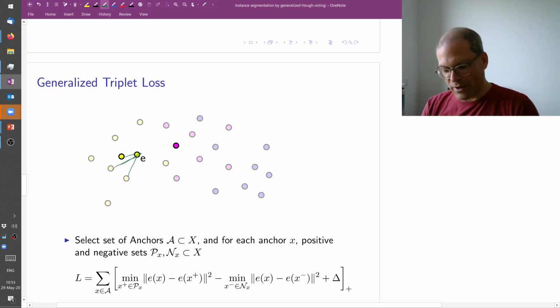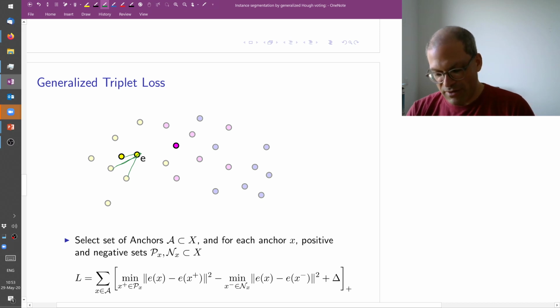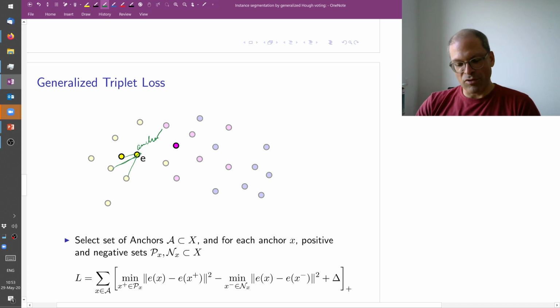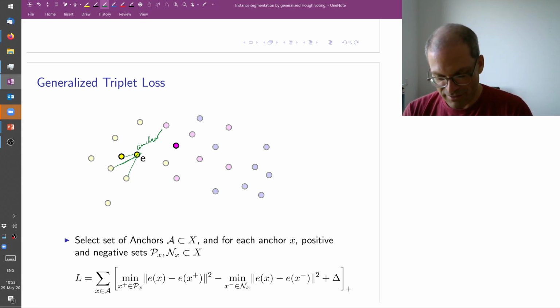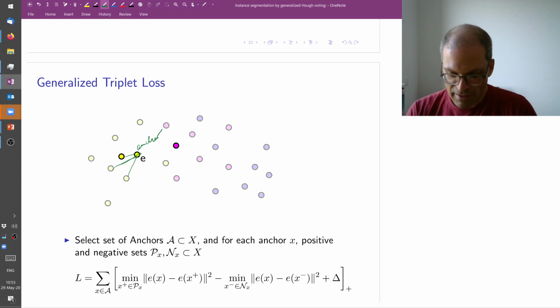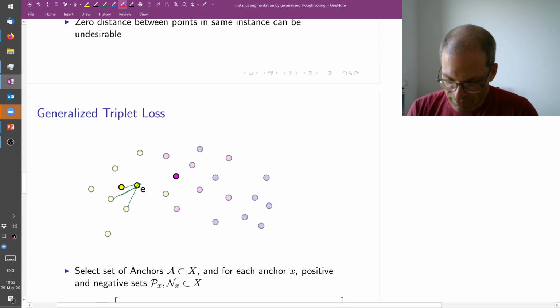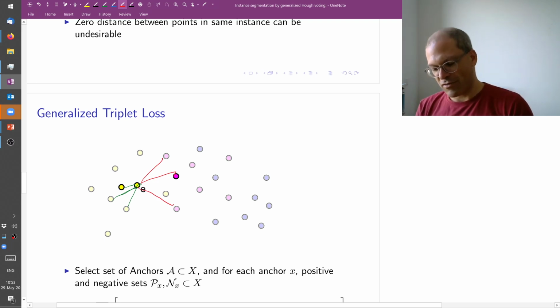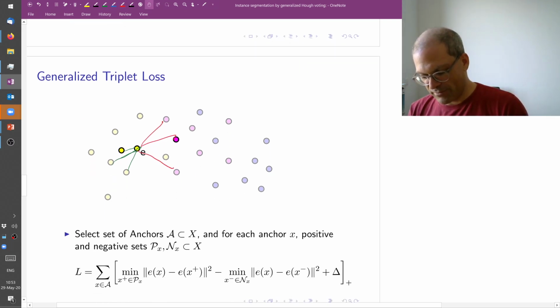Let me pretend that it's this one. So this current point of interest, or anchor, you look for the closest members of the same class and you pull the anchor towards those closest members of the same class, and you identify the closest members of a different instance. So the closest 3 from the different instance would be this one and that one and that one. And then you push it away from those others.